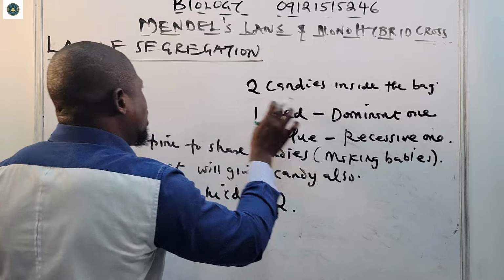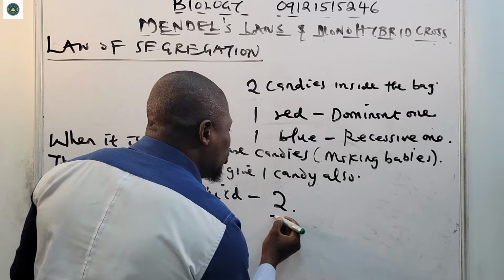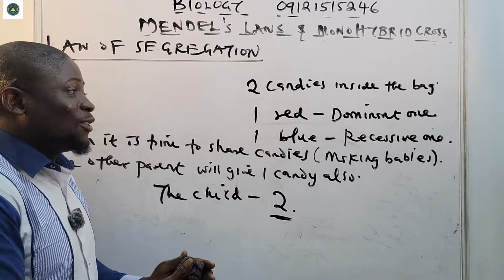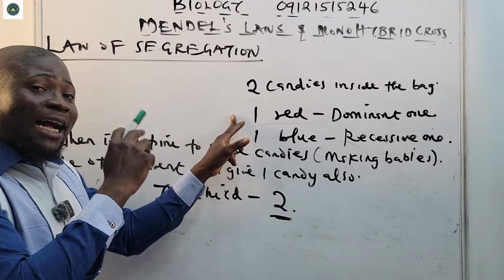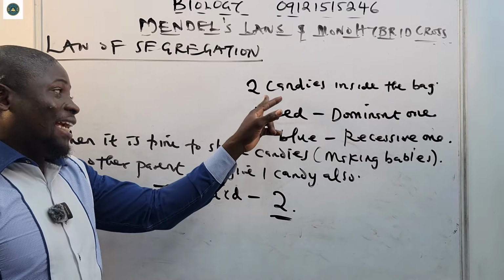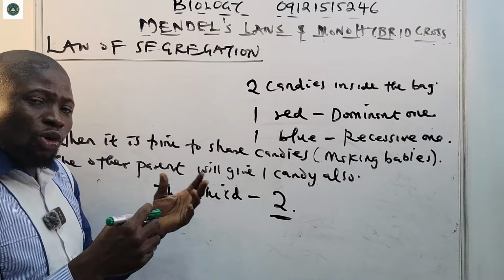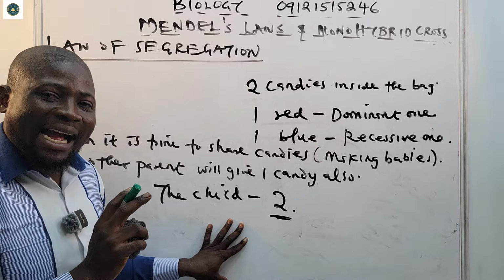You gave 1, the other parent gave 1. 1 plus 1 is what? Is 2. So the child will end up with 2 candies again, which is the original number that you had. You had 2, you gave 1, the other parent had to give 1. The child now has 2, like the 2 candies that you had before. So what do you observe here? The child now has 2 candies.